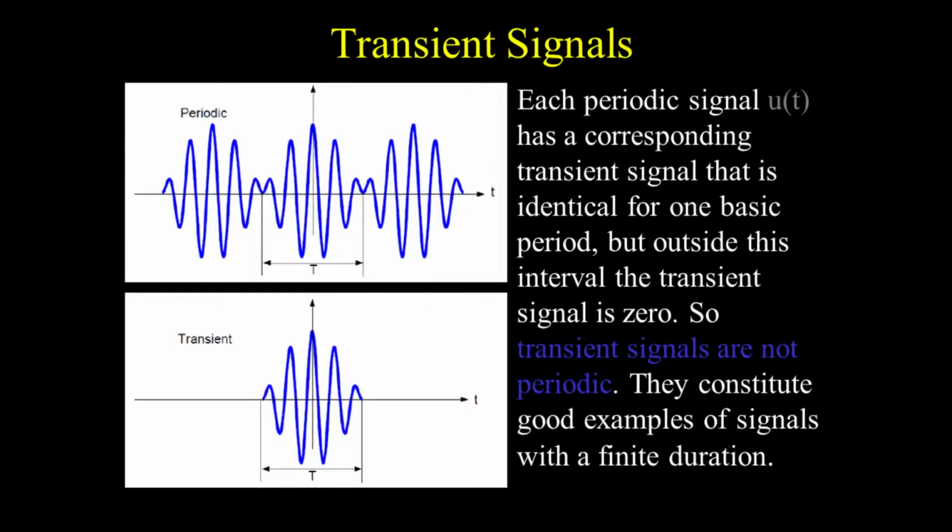Each periodic signal u(t) has a corresponding transient signal that is identical for one basic period. But outside this interval, the transient signal is 0. So transient signals are not periodic. They constitute good examples of signals with a finite duration.